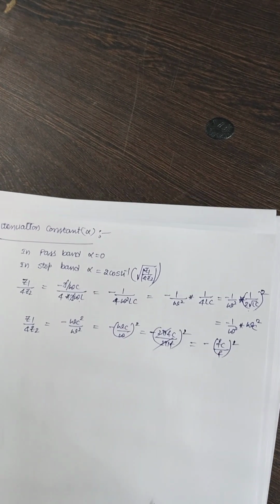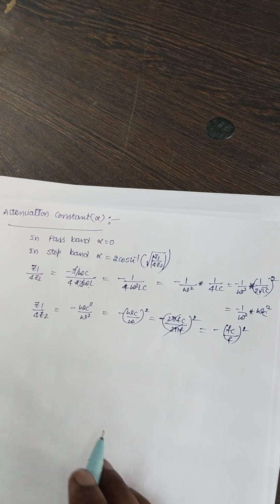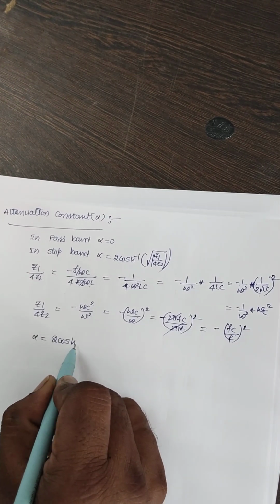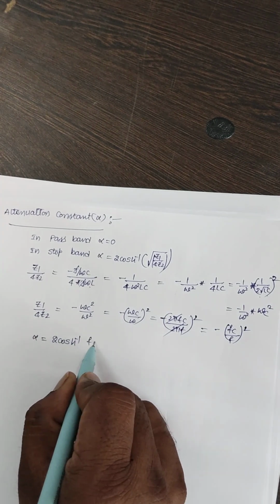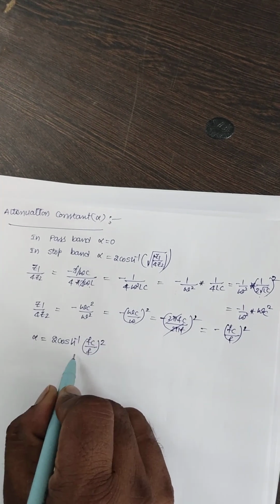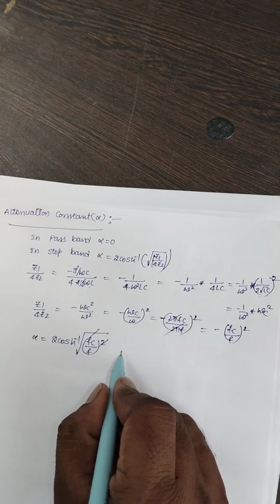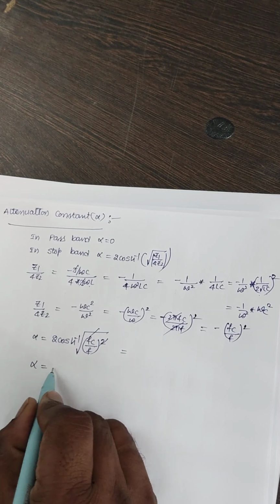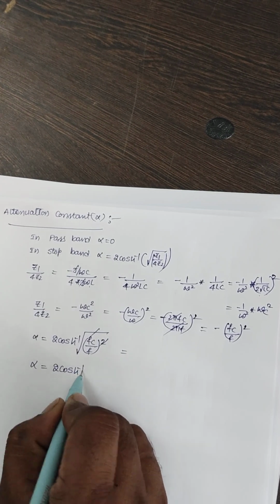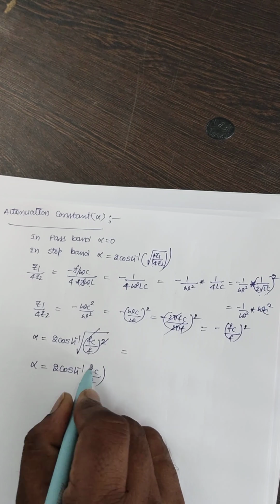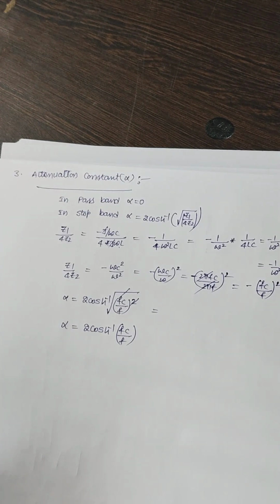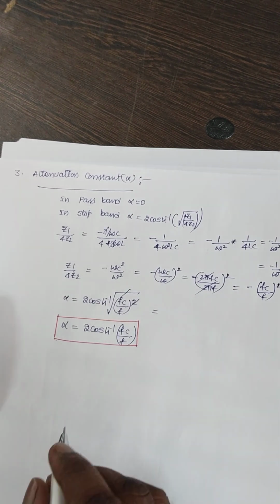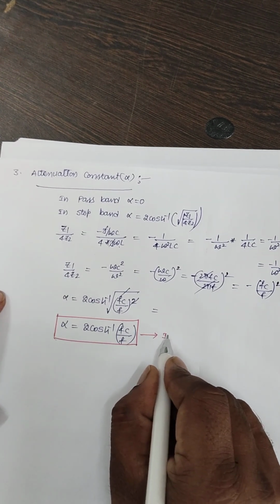But here it is a modulus. Since it is a modulus, alpha is equal to 2 cosh inverse of the square root of fc by f whole square. The square and square root will get cancelled here. So alpha is equal to finally 2 cosh inverse of fc by f. So this is the expression for attenuation constant in stop band.